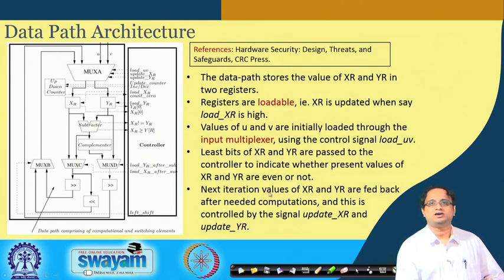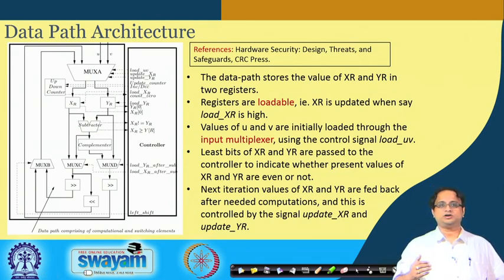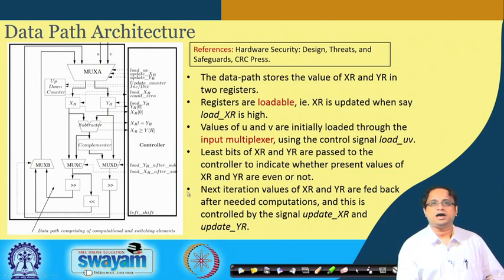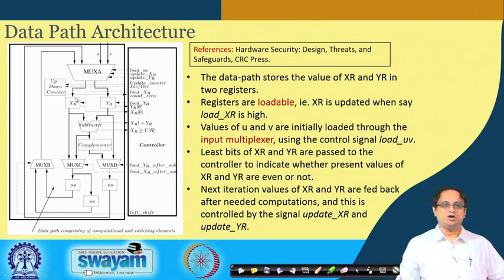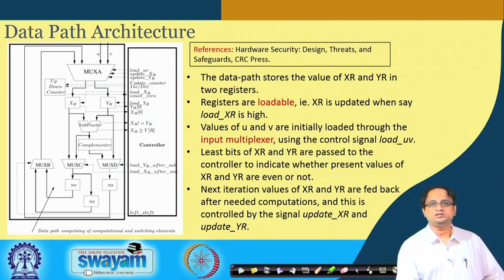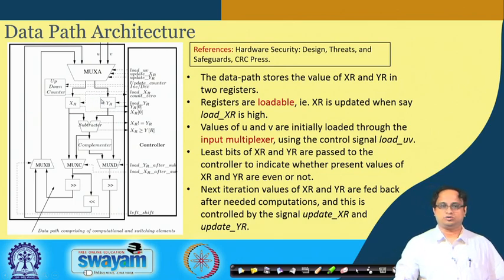The next iteration values of XR and YR are based upon certain computations. As we have seen in the algorithm, you have to do some computation, for example a subtraction, a shift, and so on. Depending upon the needed computation, you do them, and then you have to update your XR and YR. You have to either update both XR and YR, or maybe just one of them. This logic is told by the signal called update_XR. So update_XR or update_YR tells whether you have to update XR or YR, or both, or any one of them.